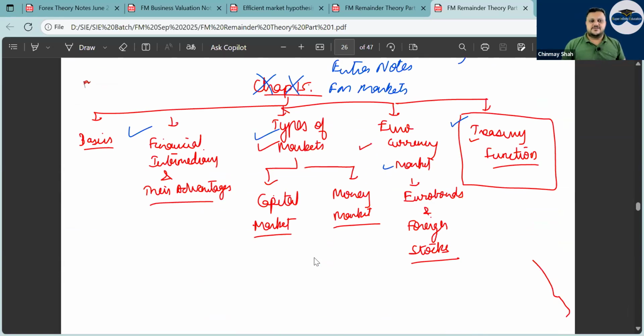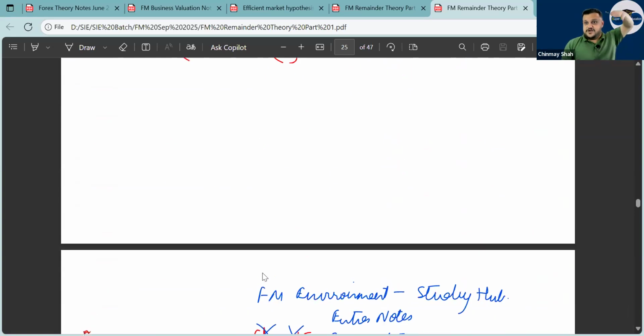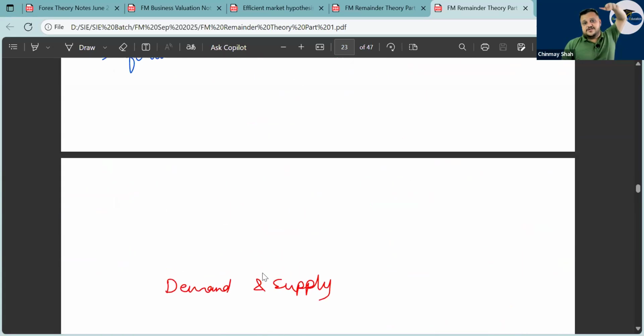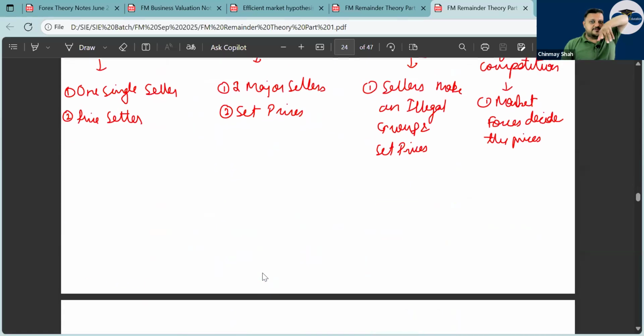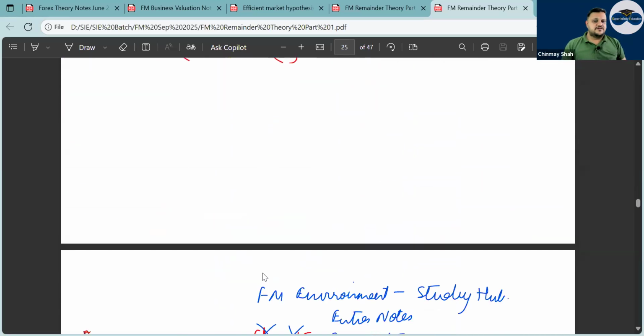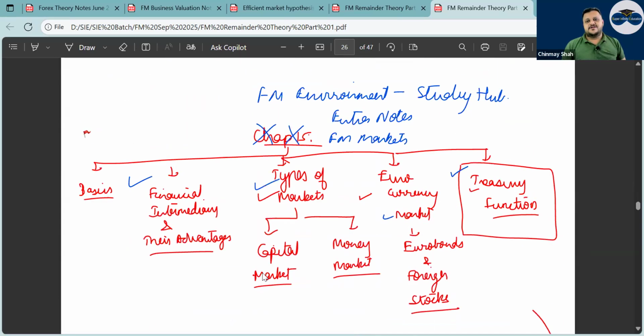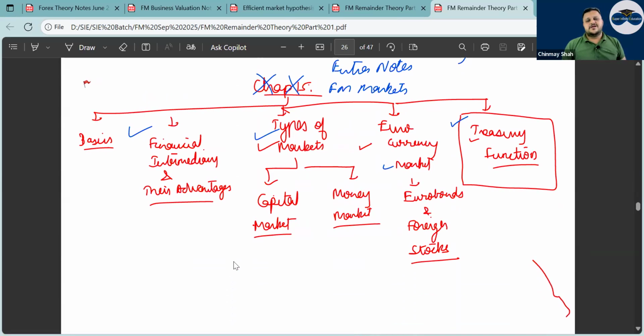Then FM markets, right? You must have seen 10 to 12 MCQs on this. And after this, what we are doing, types of competitive FM market type of stuff, correct? This is included in FM market, FM environment only, correct?